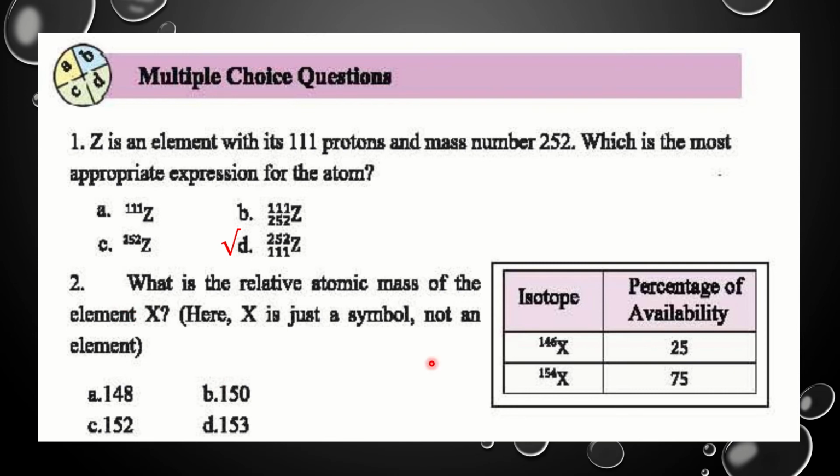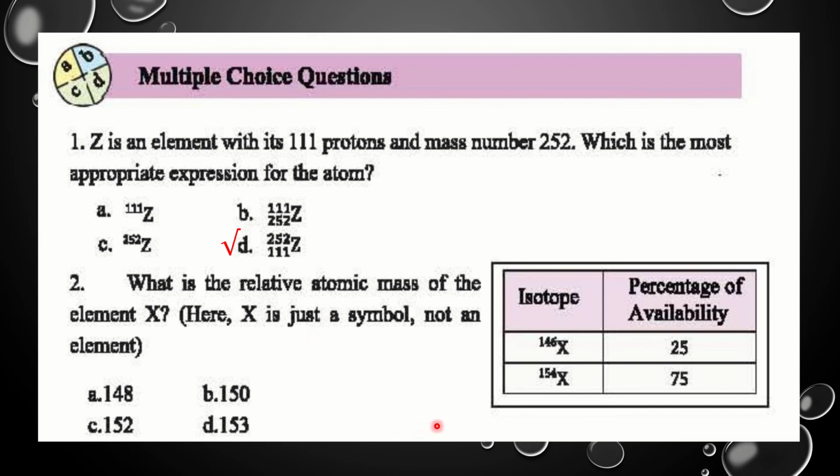Now, number 2 MCQ. Look, there is a stem: 2 isotopes of X having mass numbers 146 and 154. The X atom whose mass number is 146, its percentage of availability is 25, and the other atom of X whose mass number is 154, its percentage of availability is 75. What is the relative atomic mass of the element X? Here X is just a symbol, not an element.